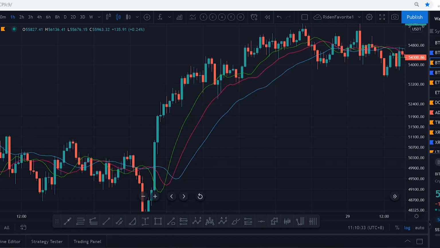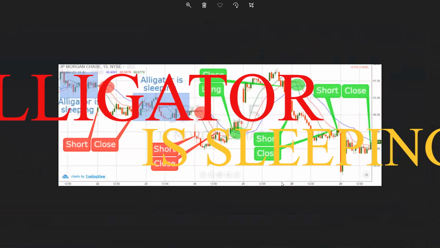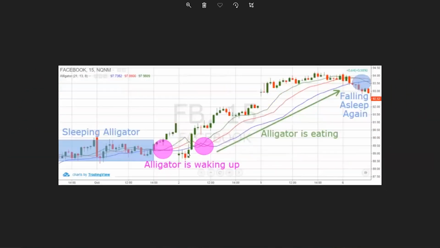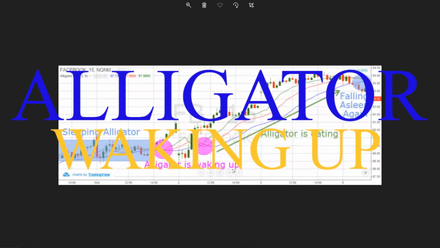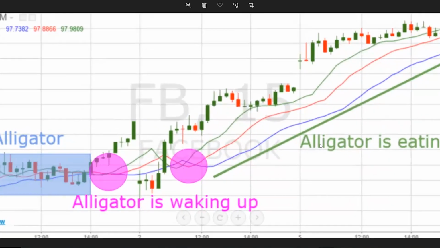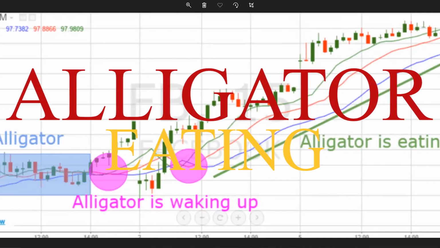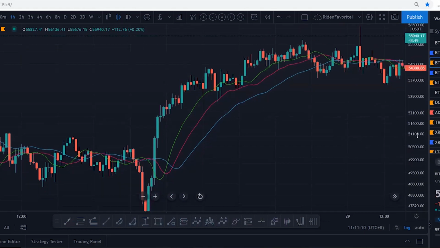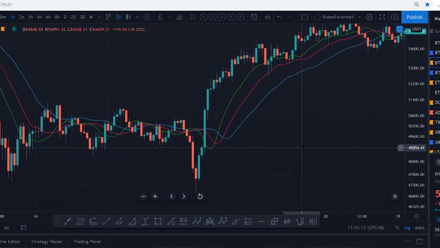You have to know the 3 stages of the Bill Williams alligator. What are these 3 stages? First, the alligator is sleeping, then the alligator is waking up, and then the alligator is eating and falling asleep again. In a downtrend, the alligator is also eating. So what does it mean? How do you define that the alligator is sleeping or waking up?